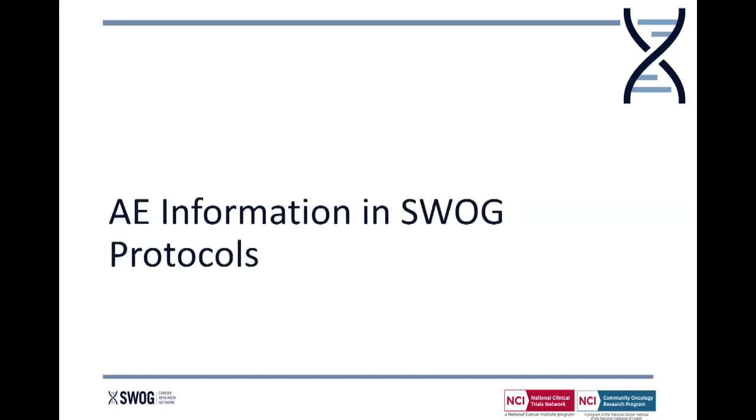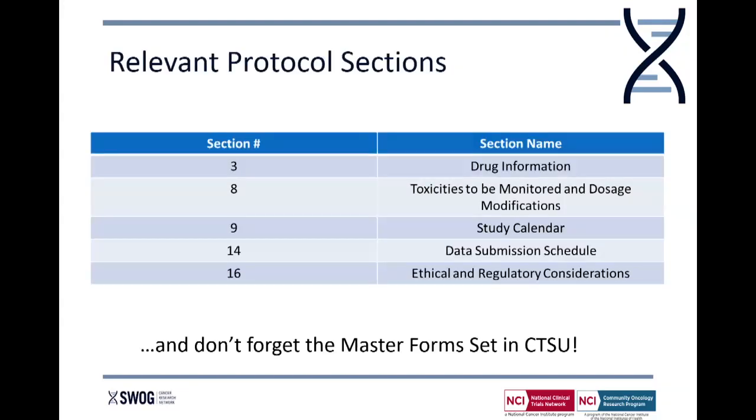So now that we've covered some definitions and background information, let's discuss a key resource for AE information, the SWOG protocol. Here's a summary of the sections of the protocol that provide useful information regarding adverse events, and I'm going to go over most of these in a little more detail. And although not technically part of the protocol document itself, the master form set is really useful for finding trial-specific information about adverse events.